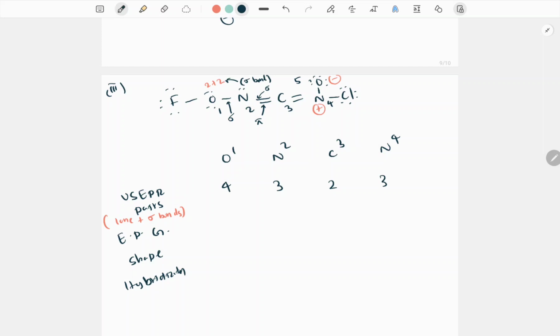Electron pair geometry: regarding VSEPR pairs, we are not considering whether it's a lone pair or sigma bonds. There are 4 VSEPR pairs. Therefore, the electron pair geometry will be tetrahedral. When 3 VSEPR pairs, trigonal planar. When only 2, it will be linear. 3 again trigonal planar.